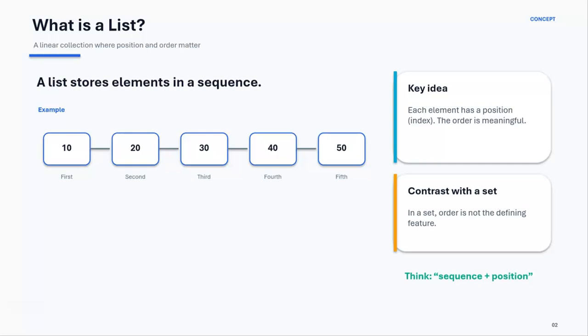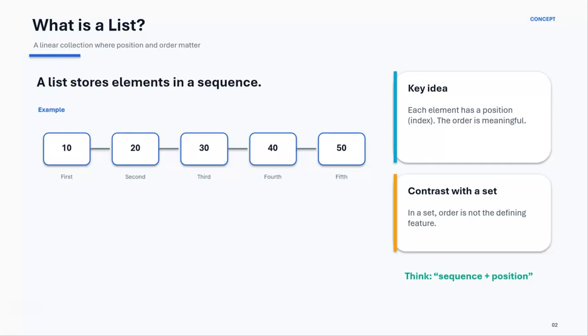A list is a linear collection of elements arranged in a sequence. For example, suppose I have 10, 20, 30, 40 and 50. Here 10 is the first element, 20 is the second element, 30 the third and so on. So every element has a position. Now remember this important point. In a list the order matters.